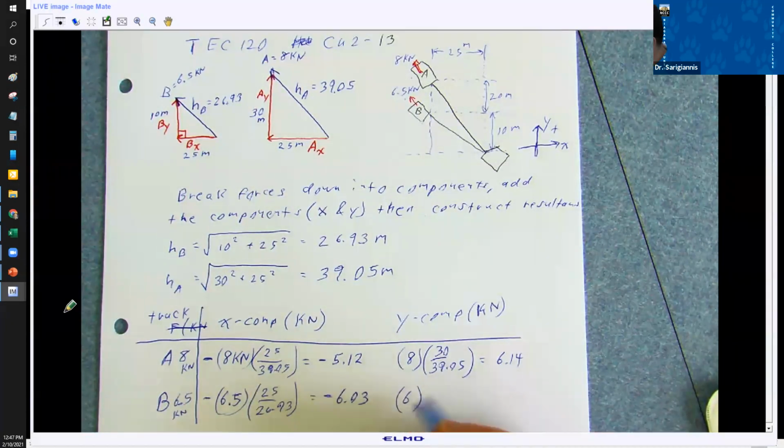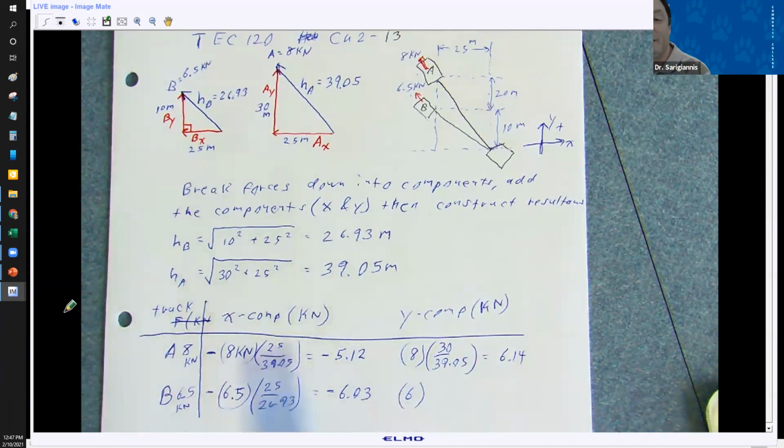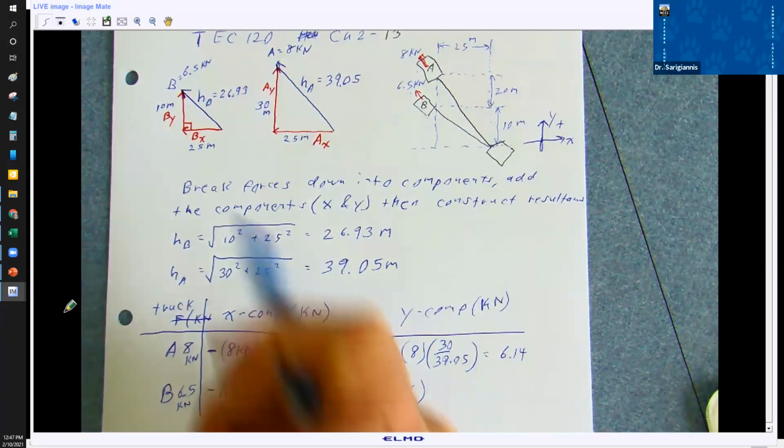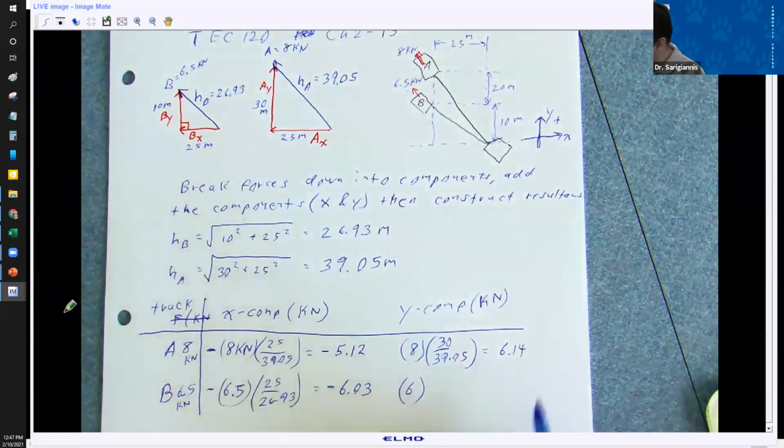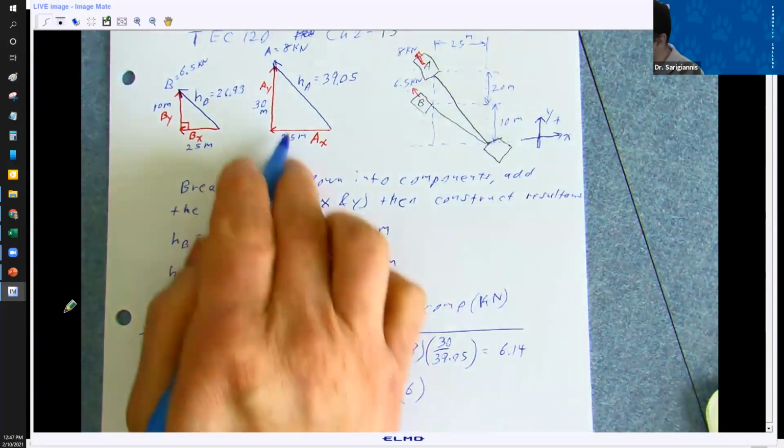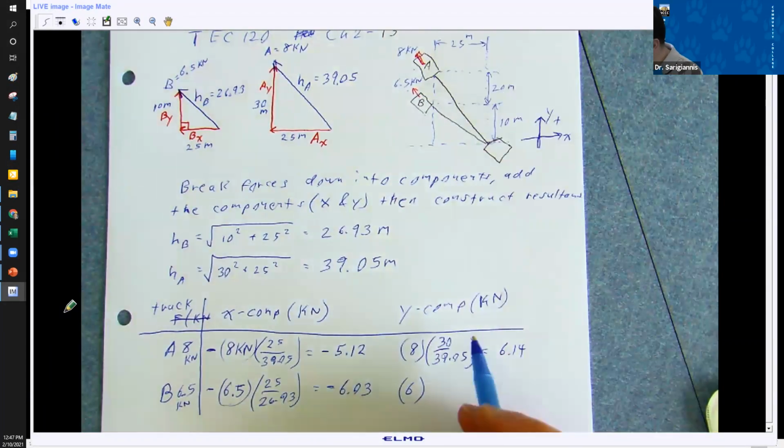And down here, if I had inverted these, if I had taken the wrong ratio, I would have gotten 8 times 39.05 divided by 30, right? I would have gotten 10.4, which is obviously wrong. This is part of your problem solving skills, recognizing when things make sense or not, right? You can't have a force in the X or Y direction greater than the resultant, right? The two smaller forces add up to create the bigger force.